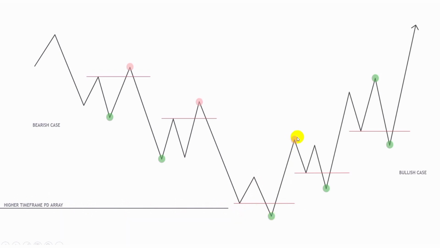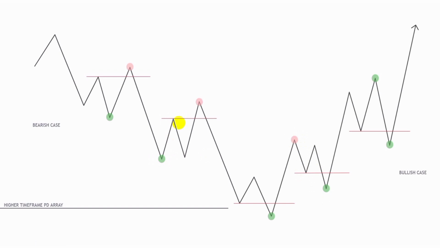For this to be validated as an ideal high point, then it should seek internal liquidity, which is the inducement. For this to be regarded as an ideal low point, then it should seek internal liquidity, which is the inducement. So this is how you want to be looking at the inducements, how to identify the inducement in the market.